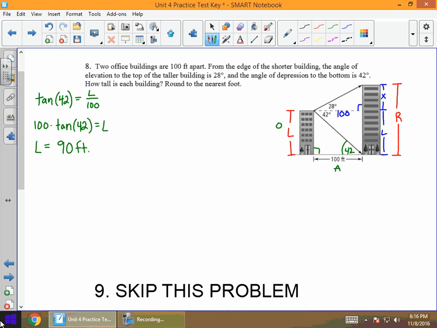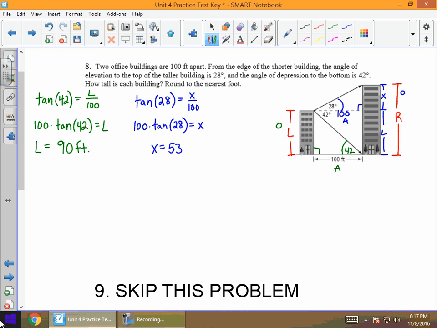So X, if this is my angle, X is my opposite. 100 is my adjacent. So again, I have the tangent. So now I have the tangent of 28 equals the opposite, X, over the adjacent 100. Multiply both sides by 100, so 100 times the tangent of 28 is equal to X. So X, if I type that into my calculator, I'll find out that X is approximately 53 feet.